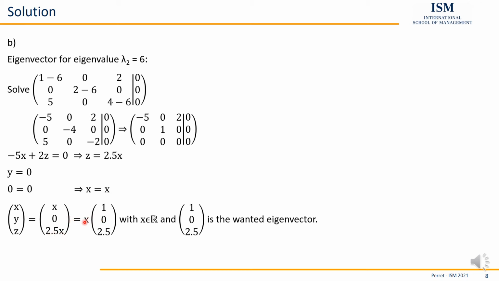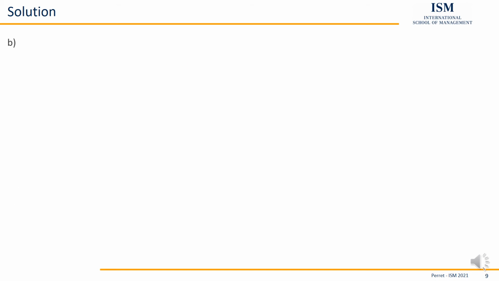Then we pull the x in front of this. We get as a vector here 1, 0, 2.5. So this 1, 0, 2.5 is the wanted eigenvector to the eigenvalue 6. Okay, so far so good. That's 2 of the 3 eigenvalues done. We can continue with the third and final eigenvalue, which was -1.